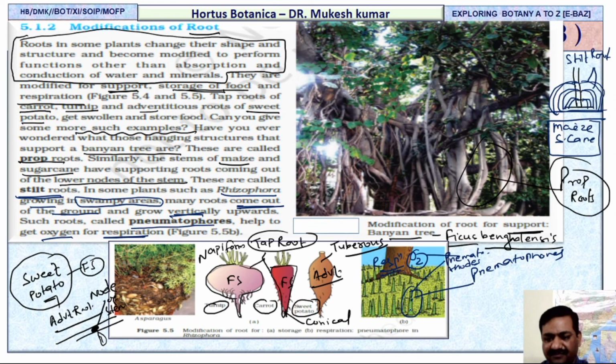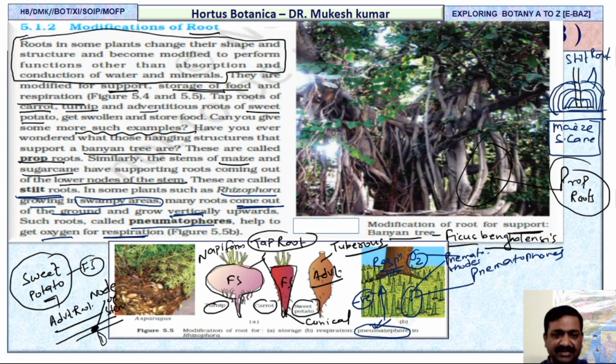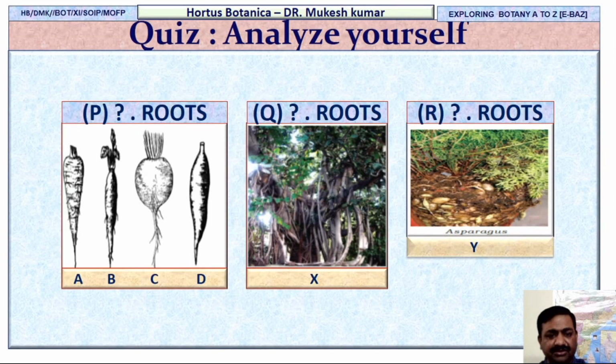Isn't it? What are we finding? They are growing upwards, so this is not positively geotropic, rather it is negatively geotropic. This is again an exceptional example among roots. So these pneumatophores help in the absorption and the exchange of gases. Isn't it? So this is all about these examples. Now we have finished the NCERT modification of root.